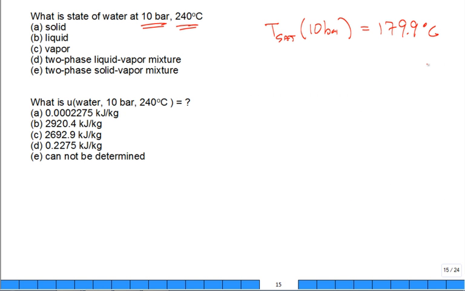So here's another question. We're talking water, 10 bar, 240 degrees C. What is the value of u? Well, you'd have to go into the tables and get it. I would go into the superheated table, get to the pressure block of 10 bar, then come down and find the line of 240 and just read it off, okay?